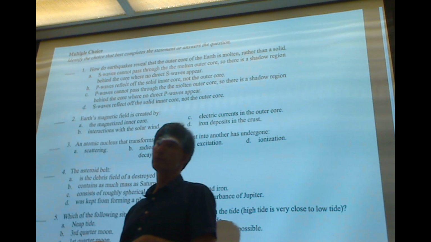So can they travel through a liquid? No, they don't work. As soon as they try to get through a liquid, they just get absorbed and they don't make it past. So behind the molten part, there's a shadow where the S waves can't get to. Because of that, we can figure out the size of the S wave blocking region, which is the outer core. So that was actually how they did that.